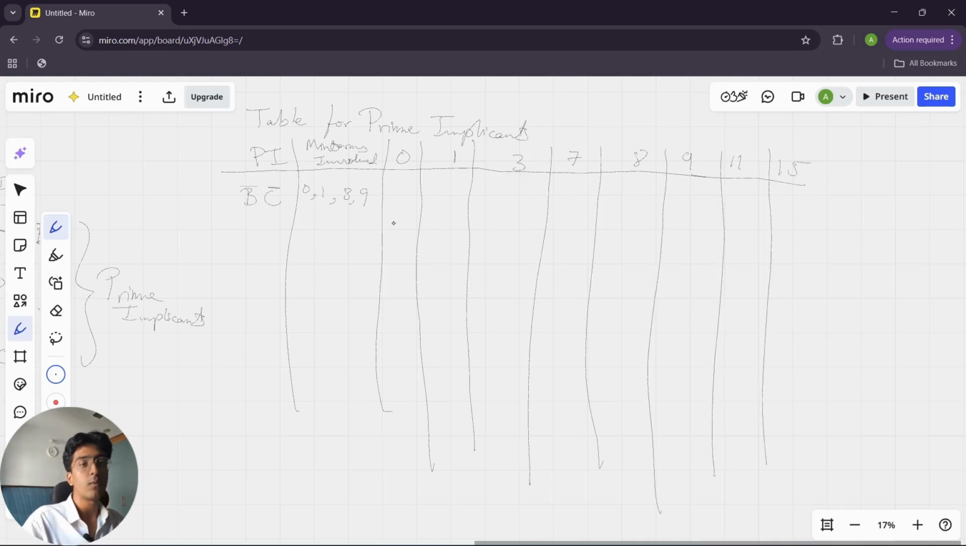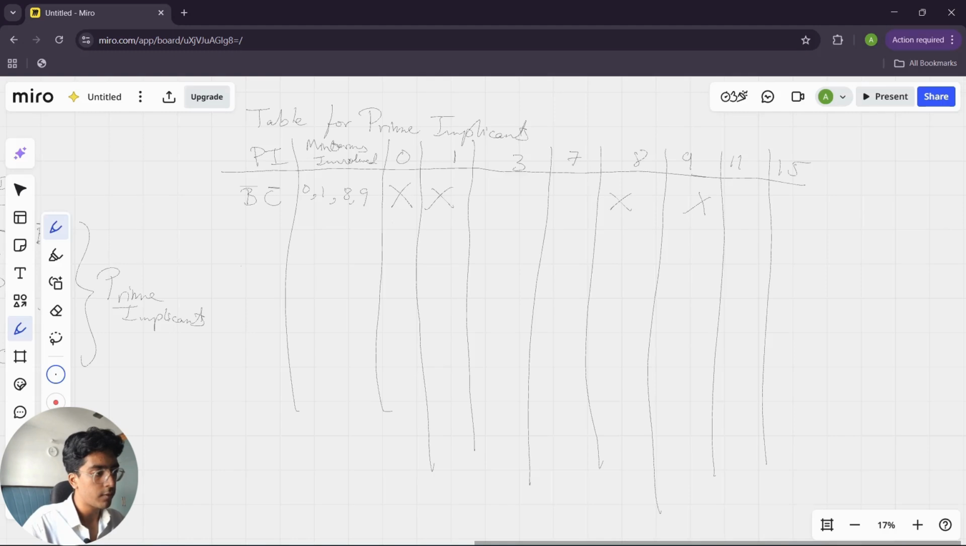So now what we will do is we'll mark them. So we have 0 over here and 0 over here. We'll mark it with a cross. Next another 1 over here, cross. Then 8 and then 9. This is done for the first prime implicant.